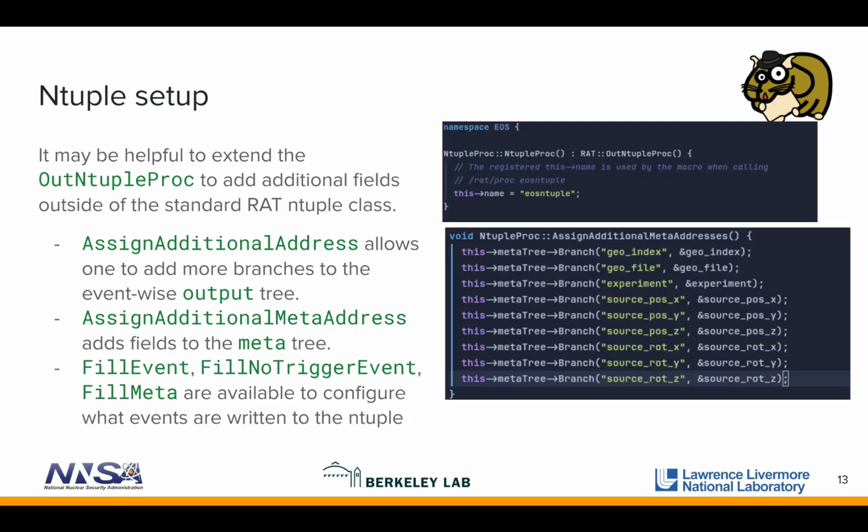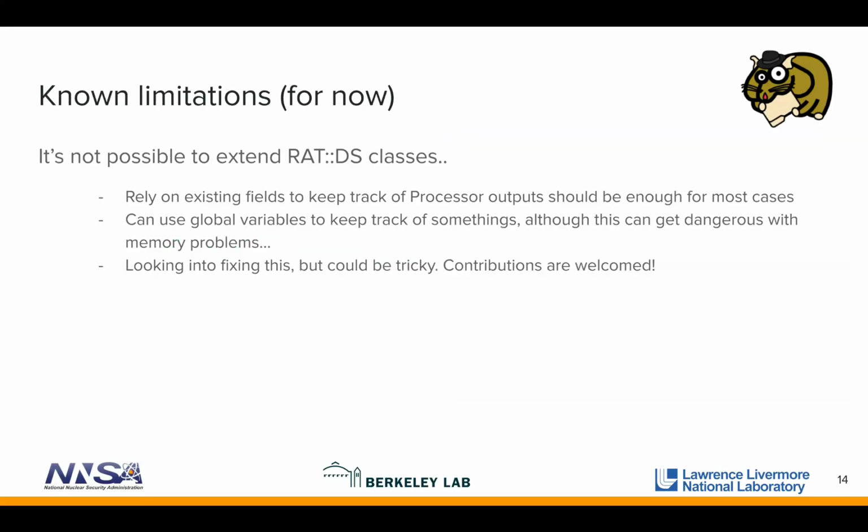As an example of how we do this in EOS, you can see that we have something called the EOS ntuple that extends from the RAT out ntuple. And what we do with it specifically is add information about our calibration data to the meta tree, because of the way we have the calibration sources set up in our simulation. This is very helpful for us. And yeah, so that's another thing you could do.